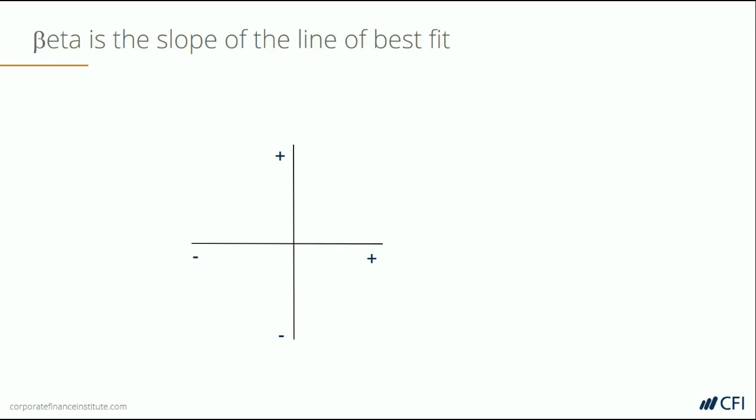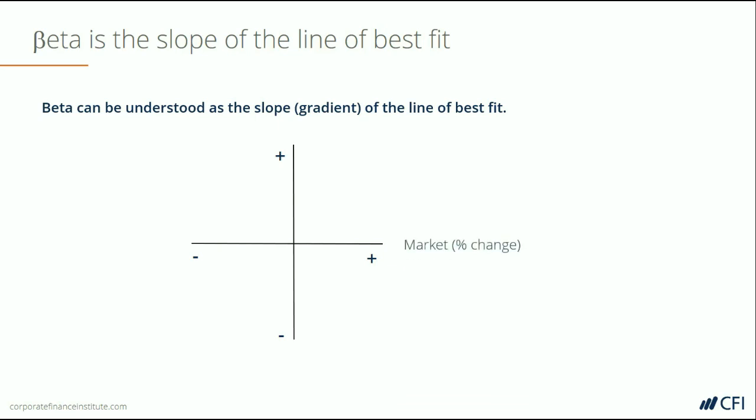Let's look at a chart to understand how beta works and the concept of the line of best fit. So beta is essentially the slope of a line of best fit of a series of share price movements and market price movements. So we have on this horizontal axis the return of the market, the percent change, and then we have on the vertical axis the percent change for the security that we're trying to determine the beta of.